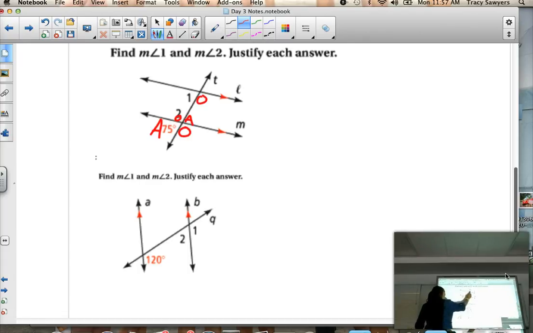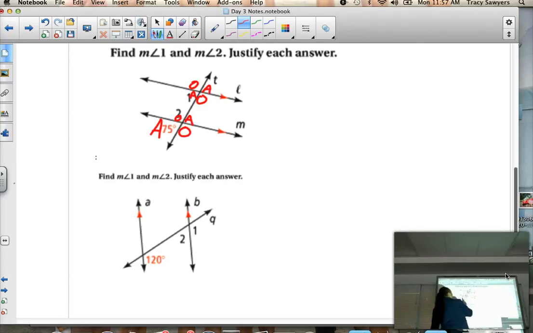Obtuse. And this one? Acute. And this one? Obtuse. Acute. Okay. Now I'm going to show you how we use this strategy. Since I have my A's and my O's already written, this is what I want to see you do on your test, and it'll make me very, very, very happy.